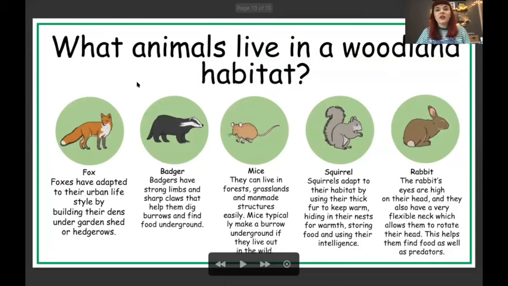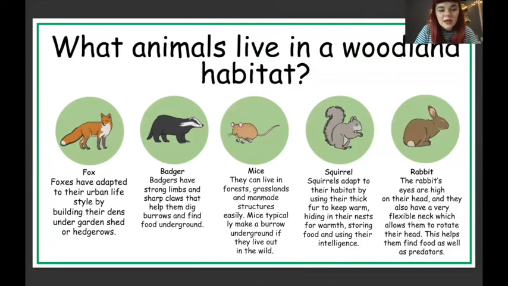Okay, let's have another look at the animals that live in a woodland habitat. First of all, we've got the fox. So foxes have adapted to their urban lifestyle by building their dens under garden sheds and hedgerows. So lots of you might have seen a fox before in your back garden. We've then got a badger. So badgers have strong limbs and sharp claws that help them dig burrows and find food underground. So that's how they've adapted to live in a woodland habitat, by having those sharp claws.